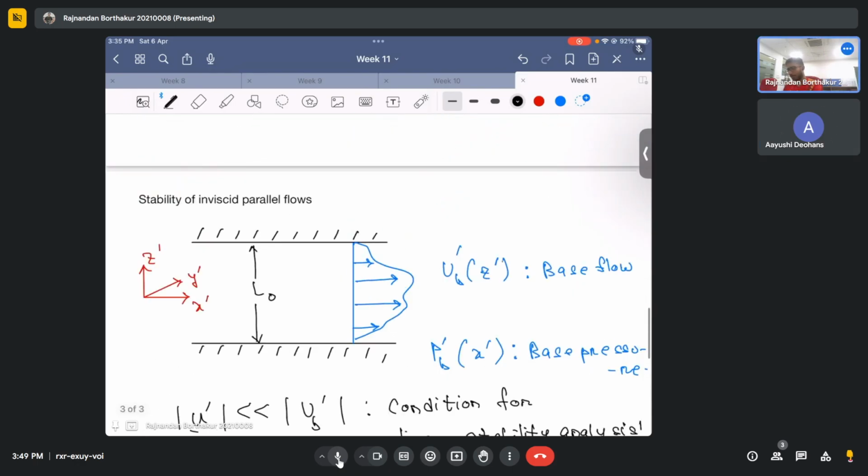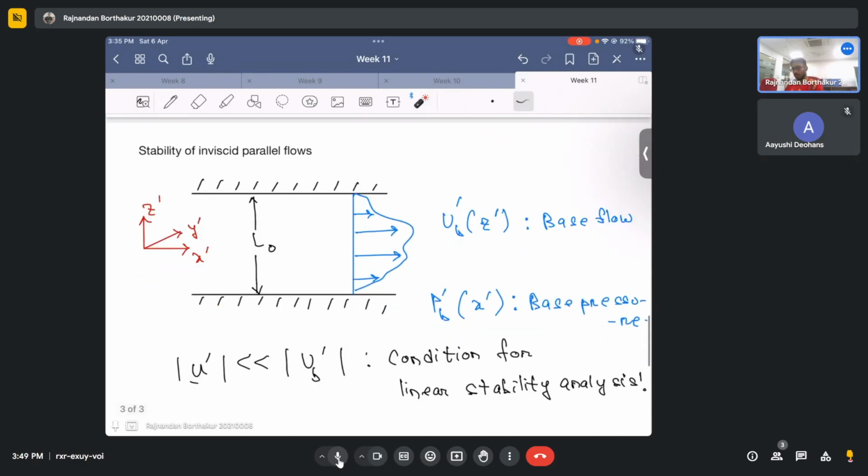Yes, typically. Generally, the base flow is a steady state solution. That's one of the assumptions. So in linear stability analysis, we assume that the base flow is essentially steady in nature. There may be instances where the base flow might not be steady, but that is not the scope of analysis within the linear stability problem.